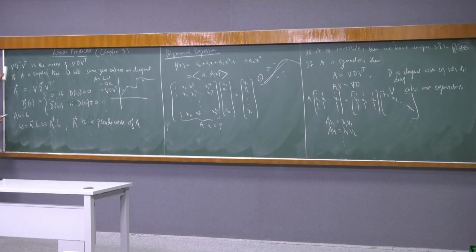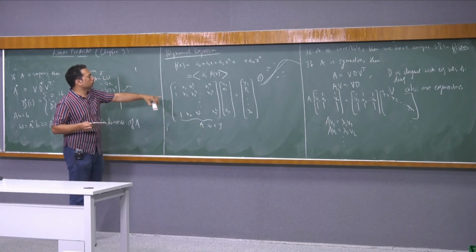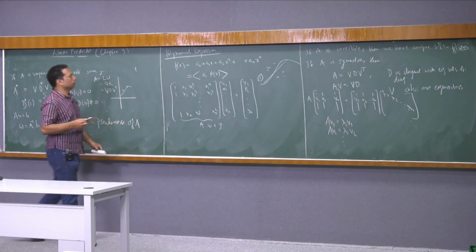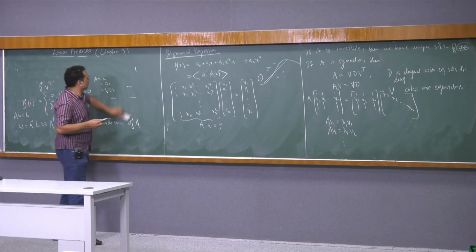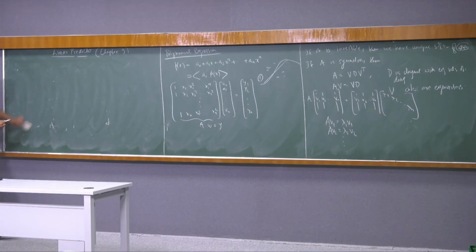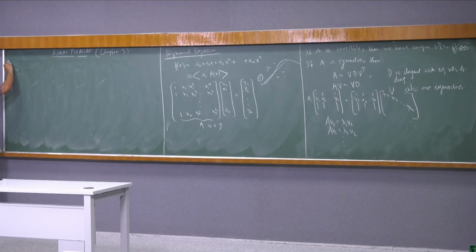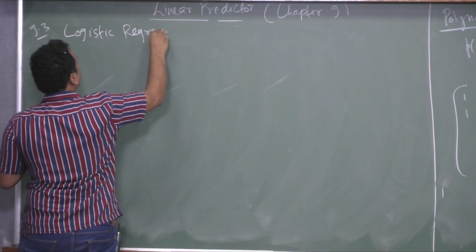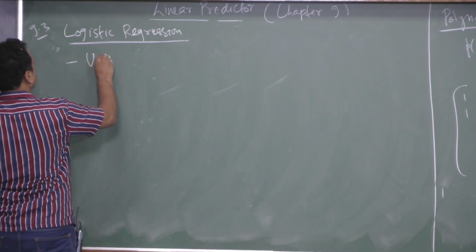So let us study logistic regression, which will use, rather than planes, because this is also kind of an equation of a plane, some other kind of functions, which are not necessarily planes. That's the logistic regression. So this is 9.3, logistic regression. This is used for classification tasks.